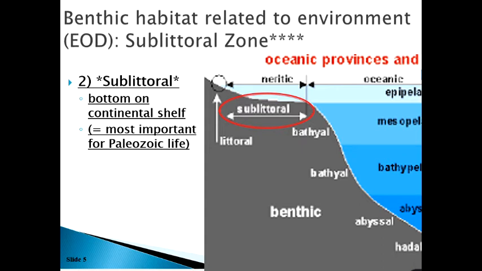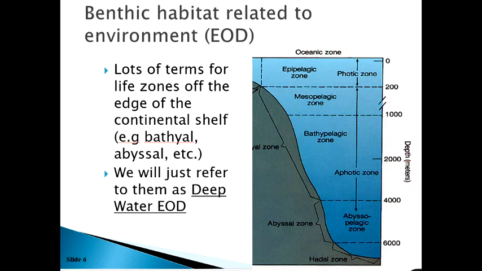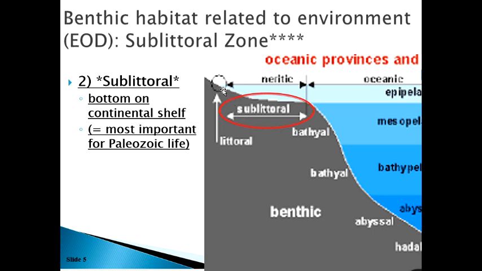And then below that, you see there are still many, many hundreds, thousands of miles of sea bottom that has all different names: abyssal, hadal, bathyal, etc. Collectively, for our class, we're just going to call all of this the deep water zone. Okay? Now, go back to this diagram.